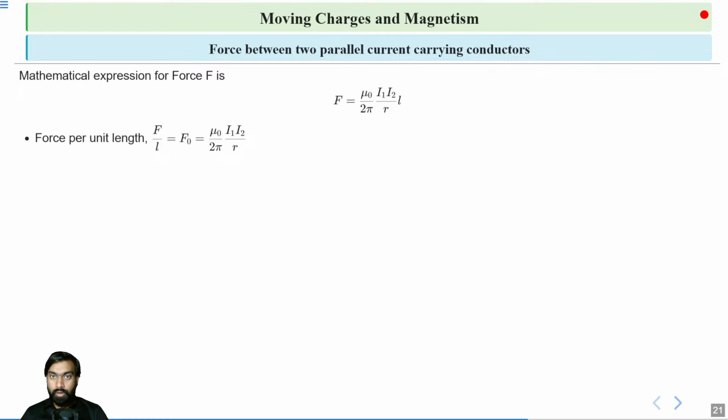And force per unit length, we can say by dividing force F by the length small l, we get the force per unit length F naught. So F naught equal to mu naught divided by 2 pi into I1 I2 divided by R. This quantity is useful for comparing forces independent of the length of the wires. Alright, clear everyone?